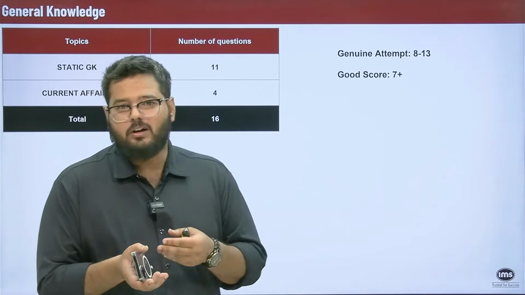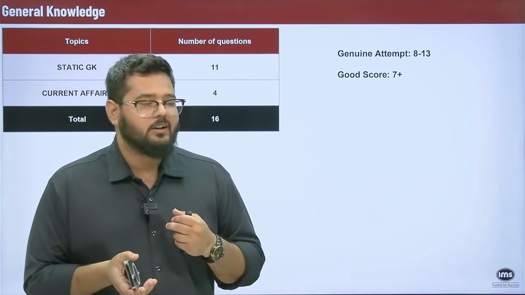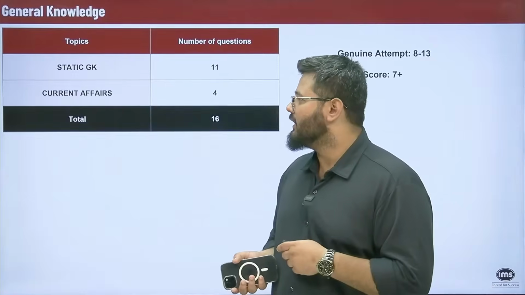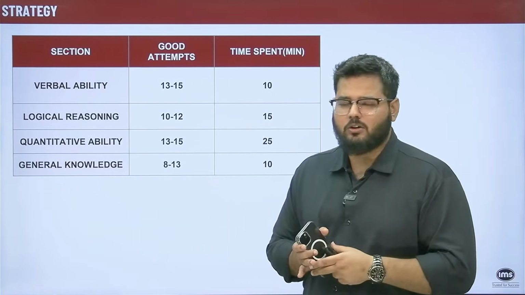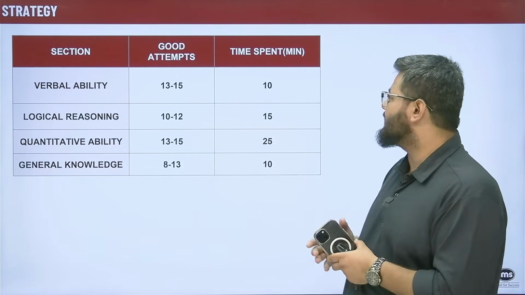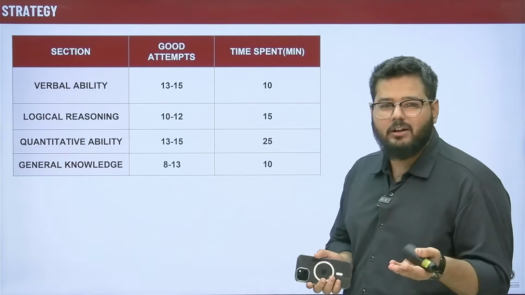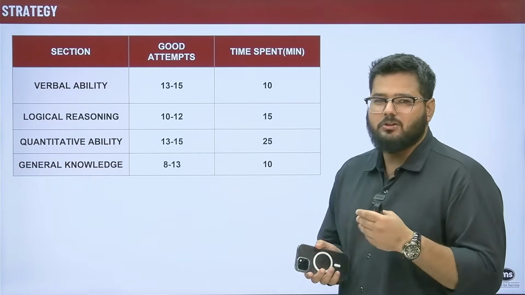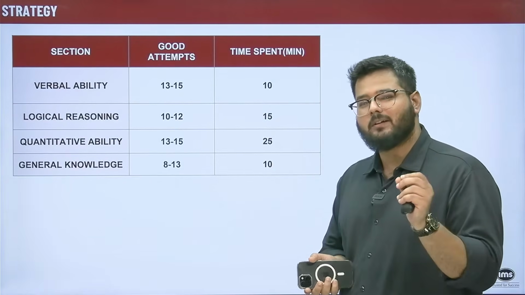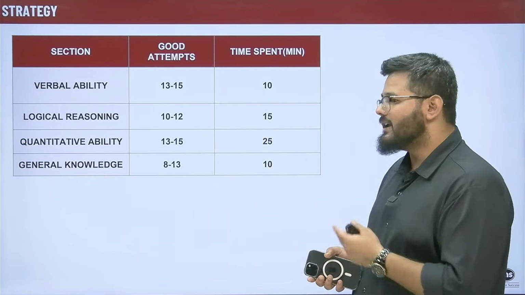And if you look at the good score, again, this is a section where your accuracy will become dicey, right? Okay, so in that case, I feel a score of 7 would be a very decent score. To sum it up, in VA a student could have attempted 13 to 15 genuine questions in a time frame of, obviously, if you look at the time spent that we generally recommend to the students, that in the VA section you will not take more than 10 minutes. In LR, obviously, you again will not take more than 15 minutes. In QA, 25 minutes is more than enough time, and in GK, 10 minutes.